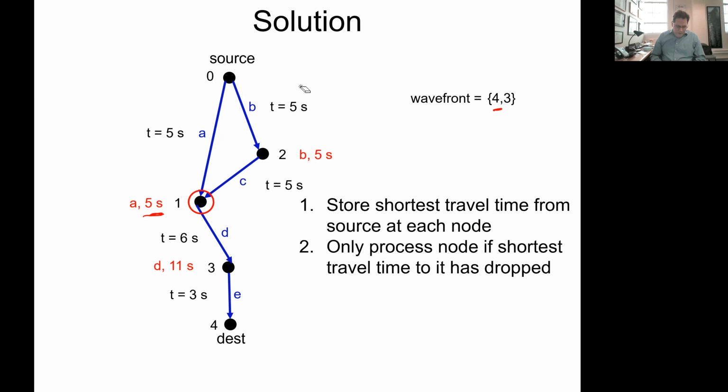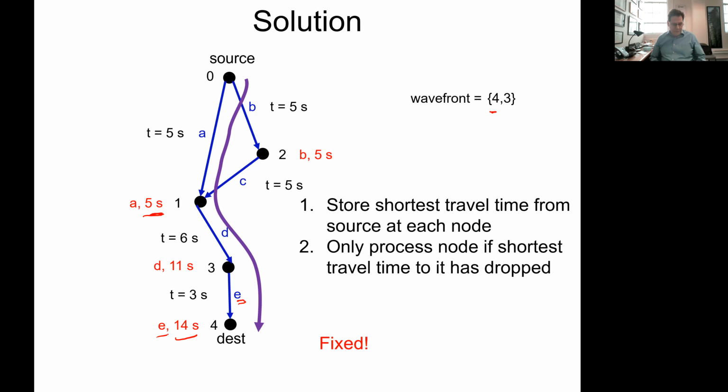And now in our wavefront node 4 is the next thing. We pull it off, it's the destination, so we're done. And we got here in 14 seconds, and the last edge we used was E. We backtrace, and we find the shortest path. Okay, so we fixed it.